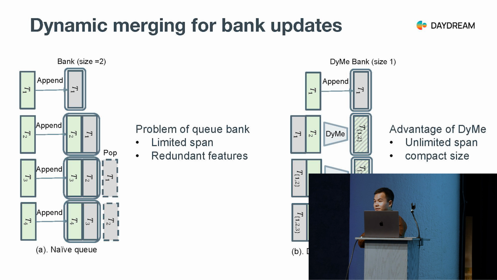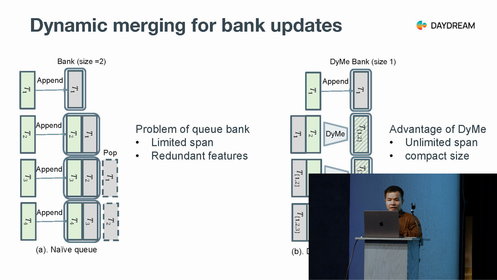So this is problematic, right? The first problem is it has a limited span, because you always have to pop out the features of the very far past frames. The other problem is there are many redundant features. You are only storing the nearest features, and if there's not much motion, the features are redundant. So our solution is to utilize a technique called dynamic merging.